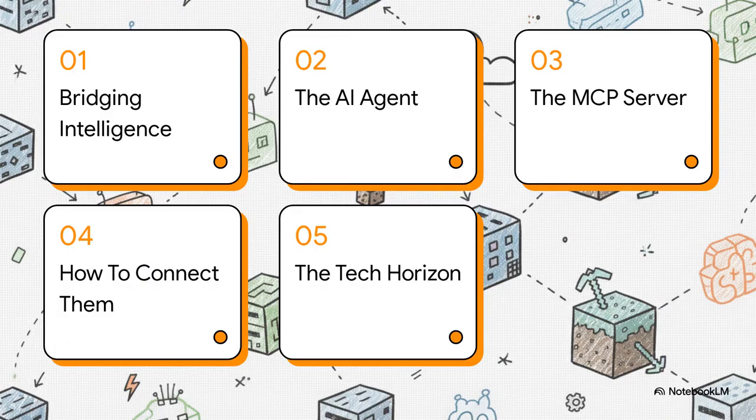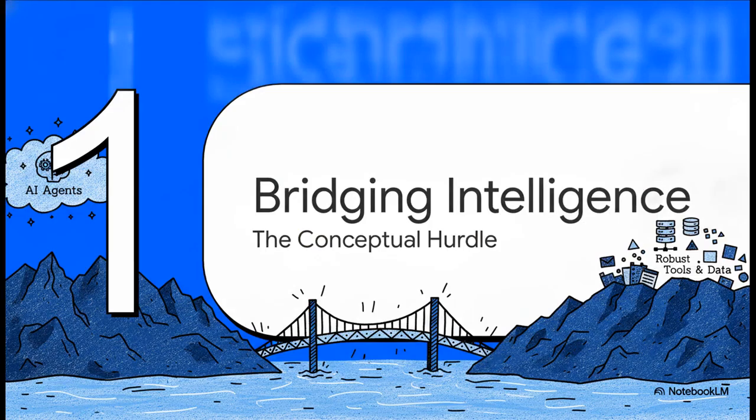Here's the blueprint for today's explainer. We're going to start with bridging intelligence, then look at our two core components, the AI agent and the MCP server. From there, we'll cover exactly how to connect them, and finally, we'll zoom out and look at the big picture in the tech horizon. So, Section 1, Bridging Intelligence.